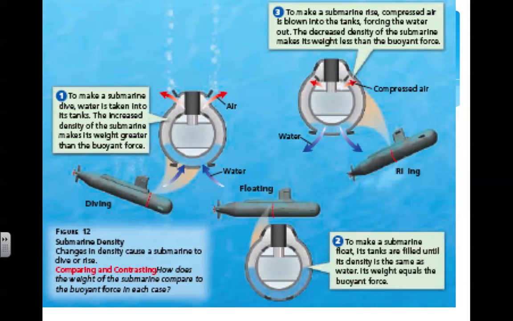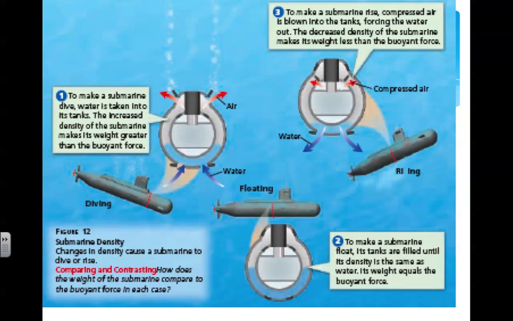We can apply all of these ideas to a submarine's ability to rise, sink, or float within a fluid. Take a look at picture 1, all the way to the left. If a submarine is to dive, then its weight must be greater than the buoyant force. In order to increase the weight of the submarine so that it becomes greater than that of the buoyant force, the submarine pulls water into its tanks. This increases the density of the submarine and thus increases the weight. This causes the submarine to accelerate downward.